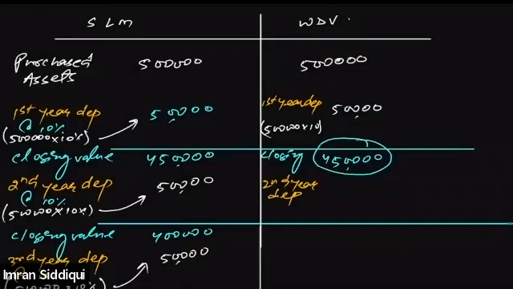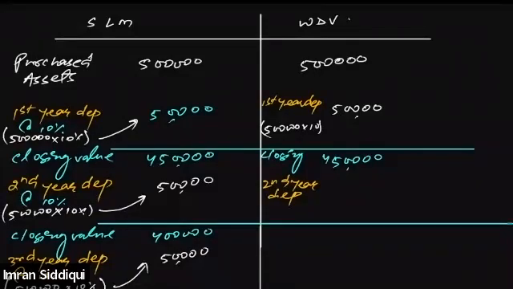You understand that? Instead of calculating depreciation on the initial book value of the asset, we will calculate the depreciation on the remaining balance, that is closing balance of the asset at the end of the first year, or you can also call it at the beginning of the second year. Whatever the value of the asset will be there, we will calculate depreciation on that closing value.